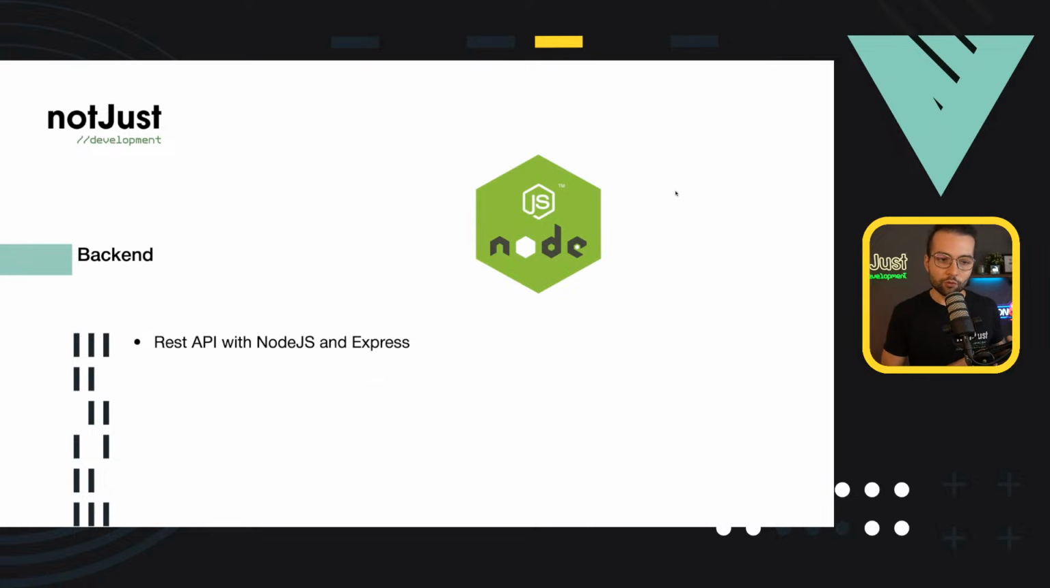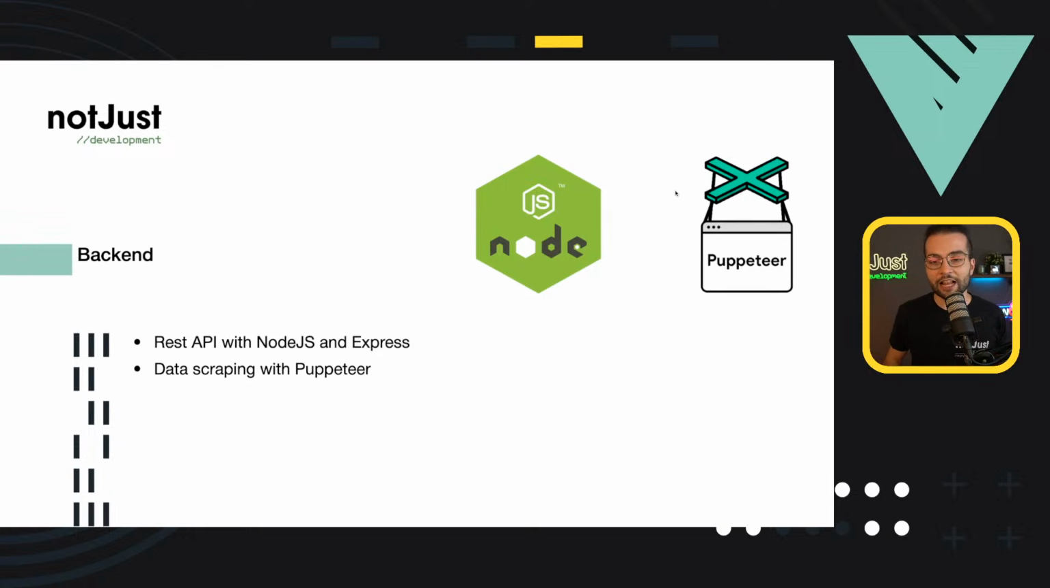On the backend side, which is going to happen also in today's video by the end, we're gonna see the full stack of this application in a couple of hours. The backend side, we're gonna build a REST API, a very simple actually REST API using notJust and Express. We're only gonna have one endpoint that will help us get data about prices for flights.